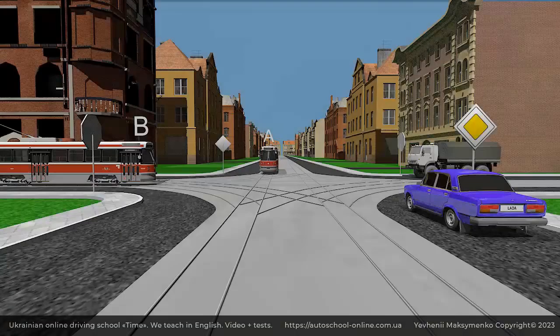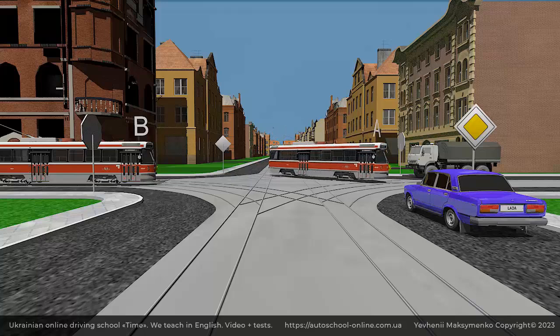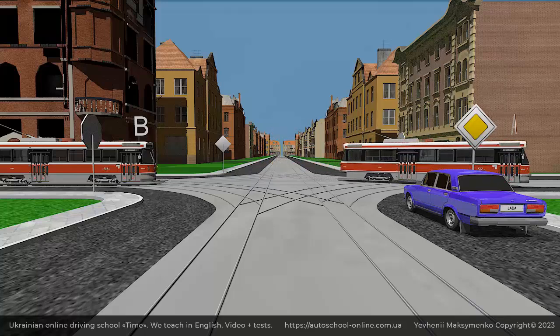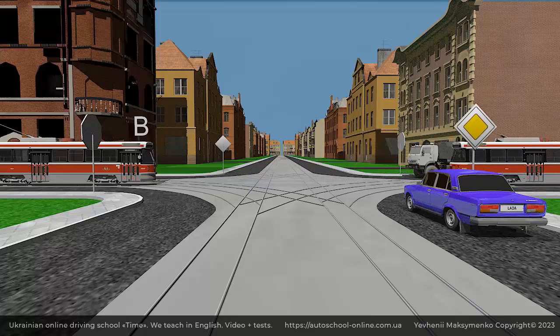Let us analyze the case. In what order will the vehicles move through this intersection? Tram A will pass the crossroads first, because it is on the main road and has the advantage regardless of the further direction of movement.